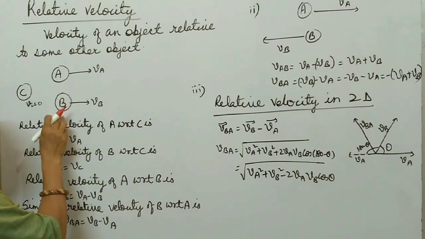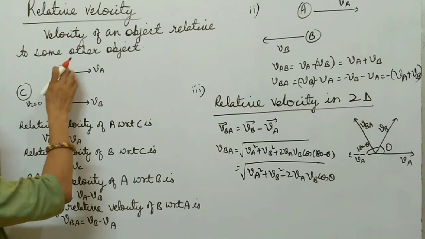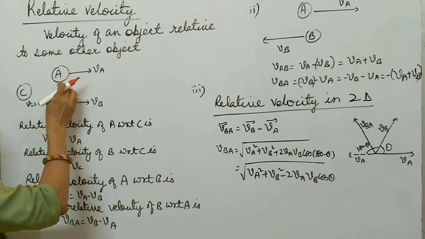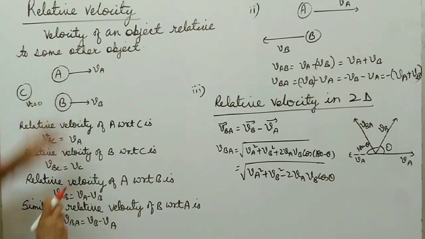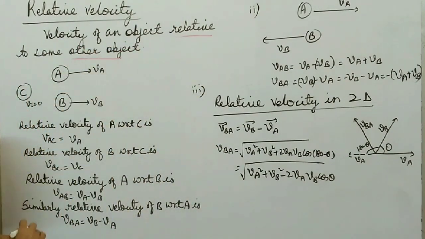When A observes B, its velocity is different from VB. It means the velocity of the same object has one value for one observer and a different value for another observer, right? So this is relative velocity. Relative velocity is the velocity of an object relative to another object.